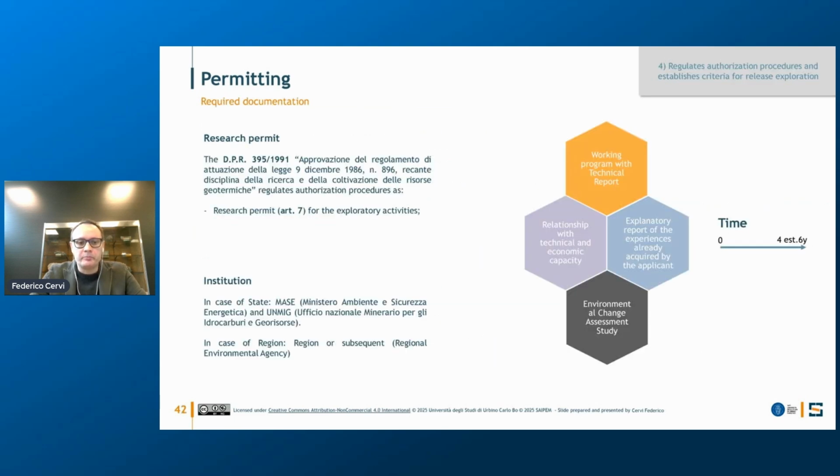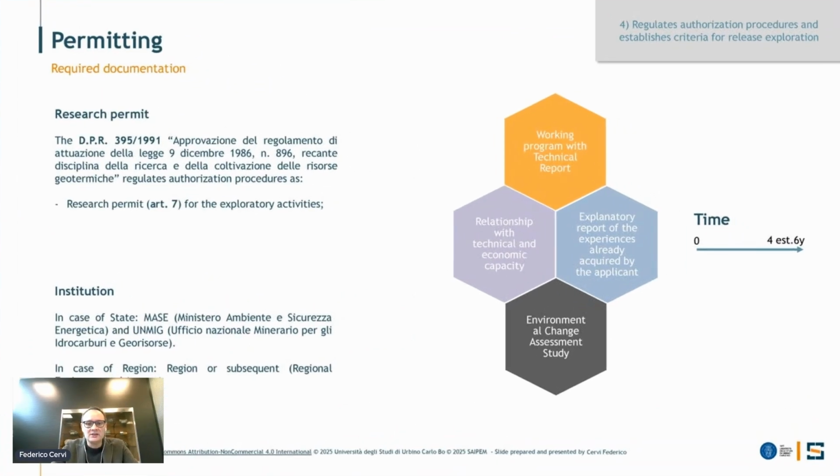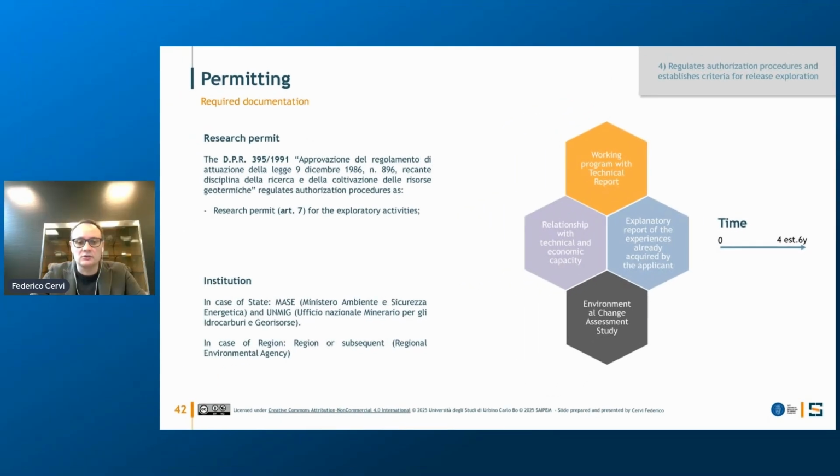To obtain a permit for geothermal exploration, the legislation requires specific documentation, as established by Law 22 of 2010, which refers to Presidential Decree 395 of 1991, itself an implementing decree of Law 896 of 1986. The documents are evaluated by the Ministry of the Environment and Energy Security for projects of national interest, and by the competent environmental protection agencies for projects that fall under regional jurisdiction.